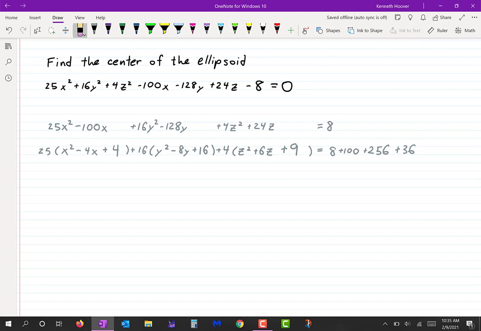So what we have now is 25 times (x minus 2) squared plus 16 times (y minus 4) squared plus 4 times (z plus 3) squared equals, how much is that over there? We have 400 on the right. Okay.